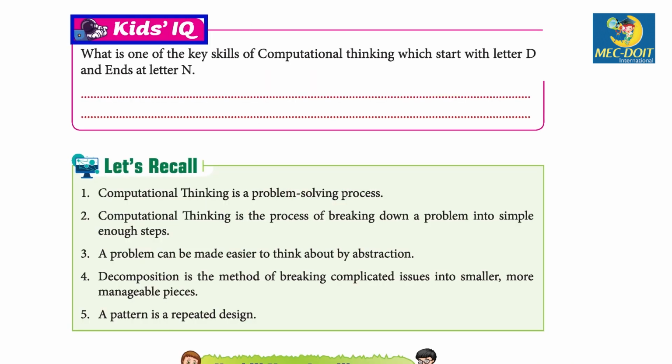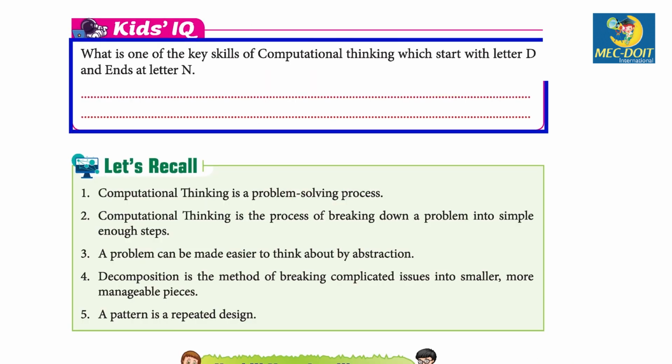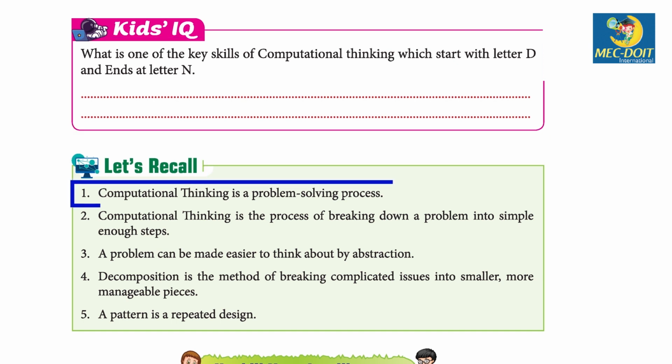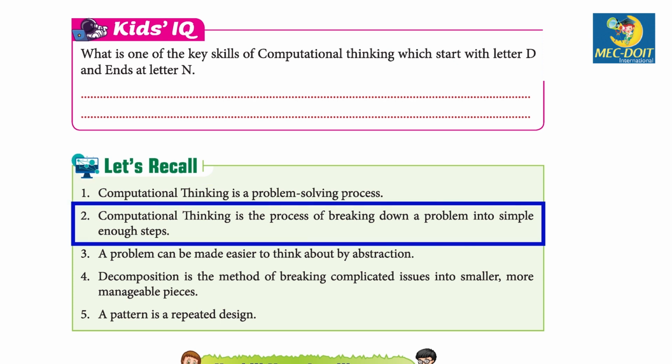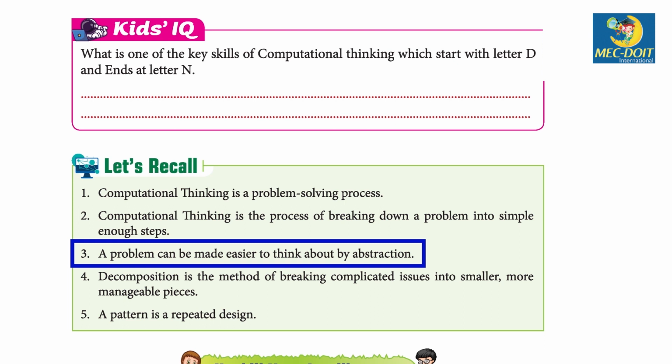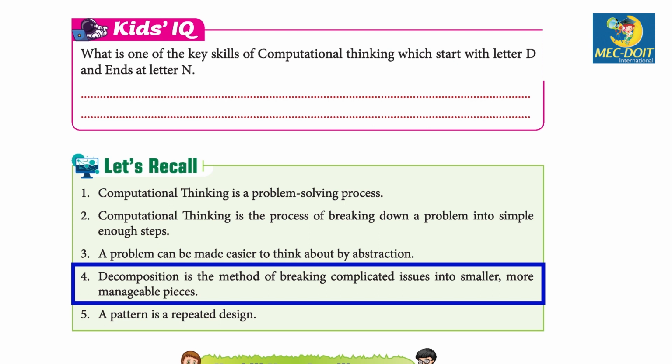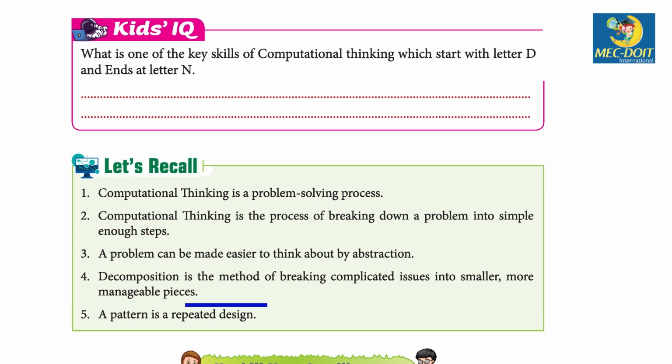Stop! Kids IQ. What is the most important key skill of computational thinking which starts with the letter D and ends with the letter N? Let's recall. 1. Computational thinking is a problem-solving process. 2. Computational thinking is the process of breaking down a complex problem into simple enough steps. 3. A problem can be made easier to think about by abstraction. 4. Decomposition is the method of breaking a complicated issue into smaller, more manageable pieces. 5. A pattern is a repeated design.